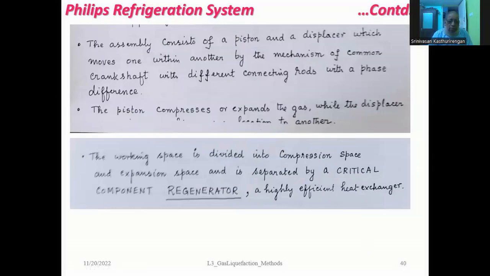What is the assembly? The assembly consists of a piston and a displacer, one within the other, and the mechanism has a common crankshaft with different connecting rods and a phase difference. Now the job of the compressor piston is to compress and expand the gas, whereas the displacer's job is essentially to move the gas from one location to another. Now the working space is divided, as I already mentioned, into compression space and expansion space, along with the regenerator in between, which is a critical component, nothing but a highly efficient heat exchanger.